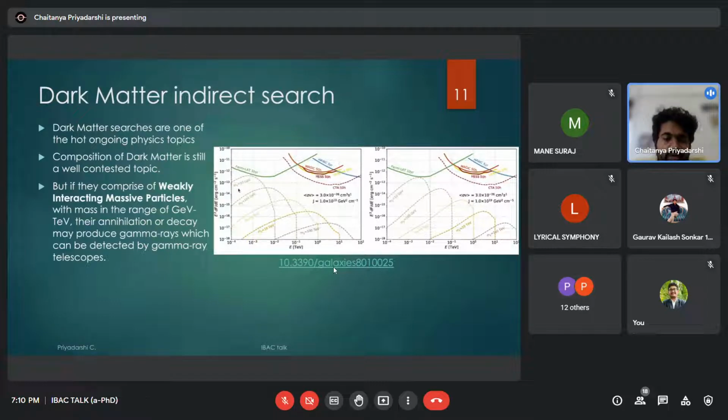Here you can see that depending on the different masses of such WIMPs, there is a spectrum in different energies, from 0.1 GeV to a few hundred TeV. But we are not yet at the point where we can observe it with our current telescopes.